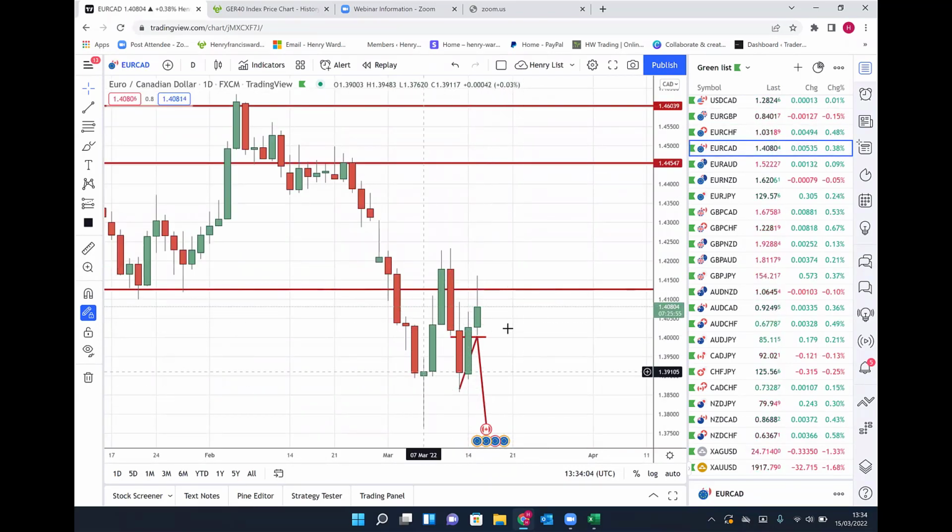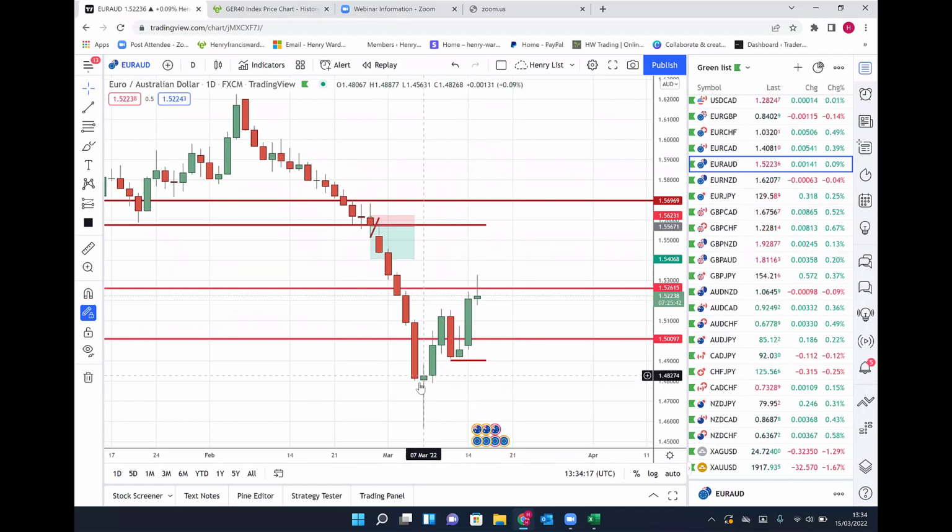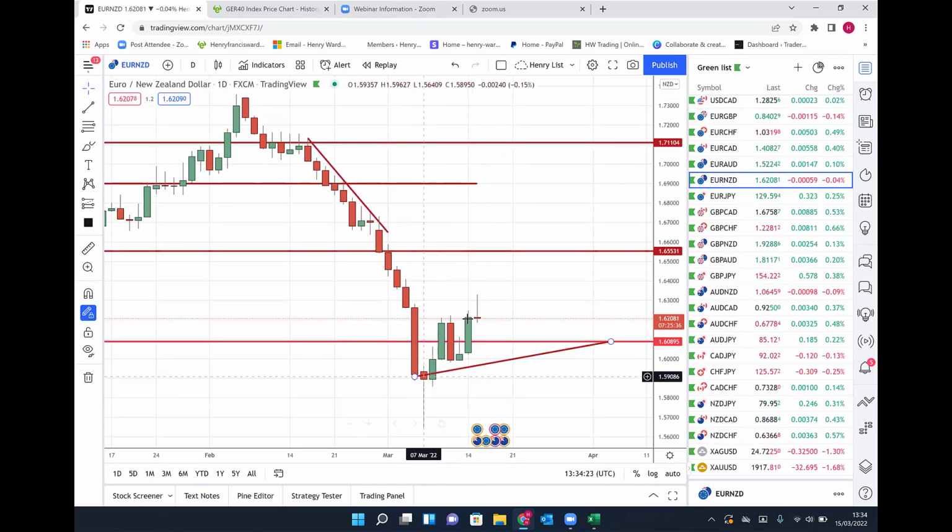Is euro getting stronger against dollar? Not really. It's pretty flat. Hasn't really moved, or sorry, against CAD. Hasn't really moved anywhere. That sort of cancels each other out for me. Euro Aussie, look, euro is getting stronger in Aussie over the last couple of days. Euro NZD, pretty flat, but overall it's still a little bit stronger than NZD.